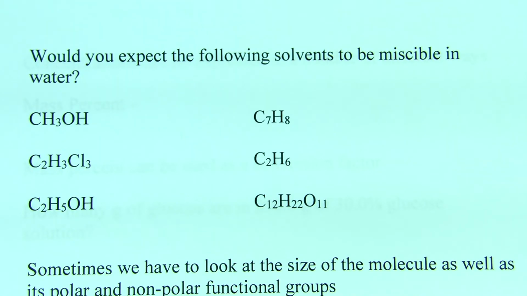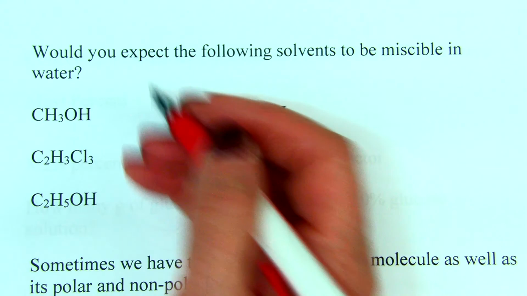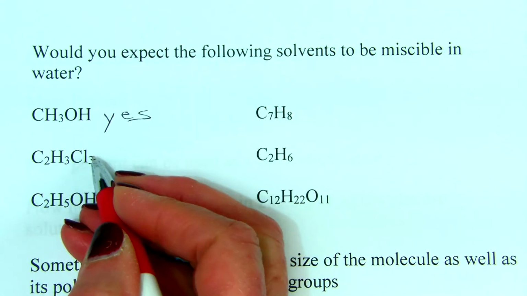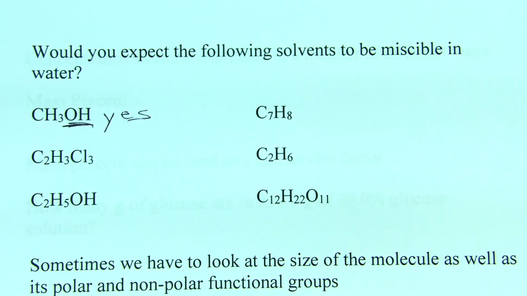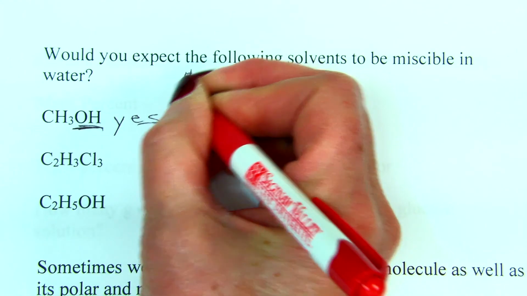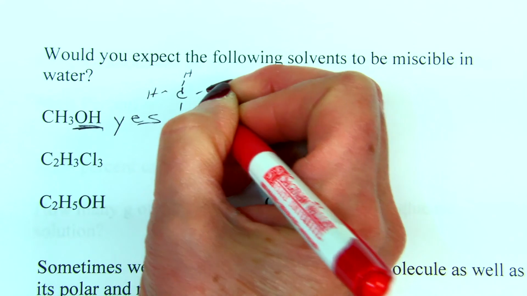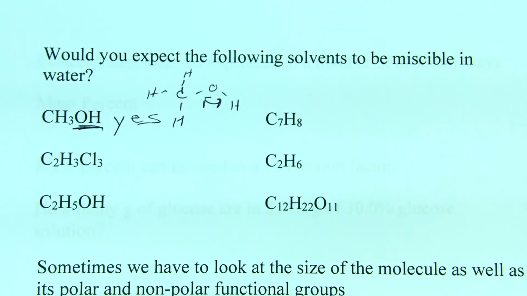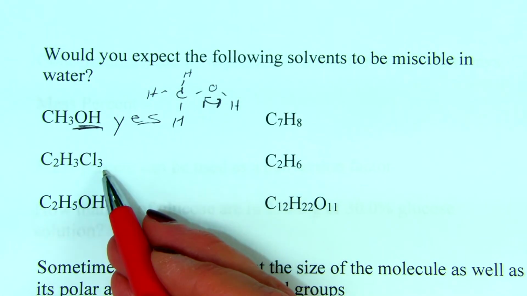Would you expect these solvents to be miscible with water or to dissolve in water? Methanol. Yes or no, class? Why? Why yes? Yes is correct. Because of the OH group, right? Because if we draw the Lewis structure for methanol, we have the CH3 and then OH. And remember, this is about that 105 degree bond angle, 109.5 squeezed down. So yes, we'd expect methanol to be polar. And we'd expect it to dissolve. How about this one?